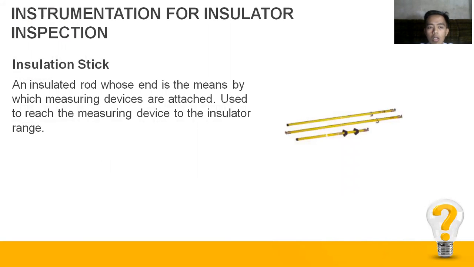This is an insulating stick, same as before. An insulated rod is the main means by which the measuring device is attached, used to reach the measuring device to the insulator string. This is the same as before.